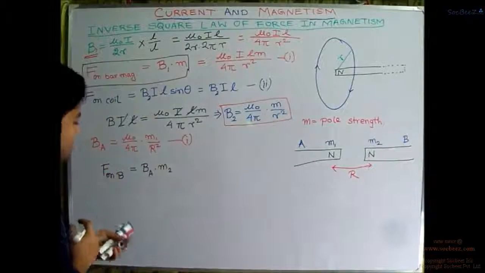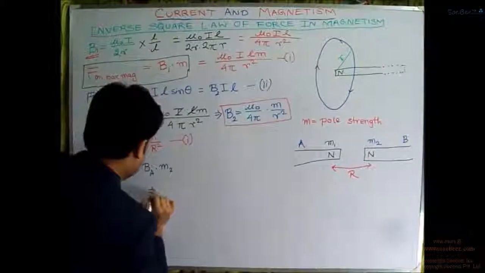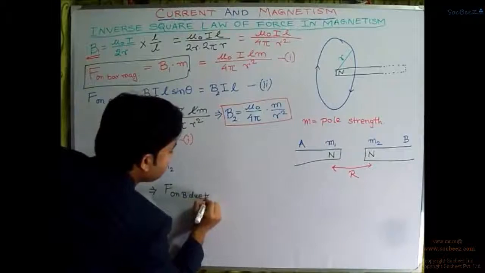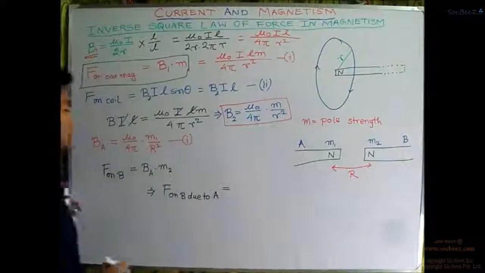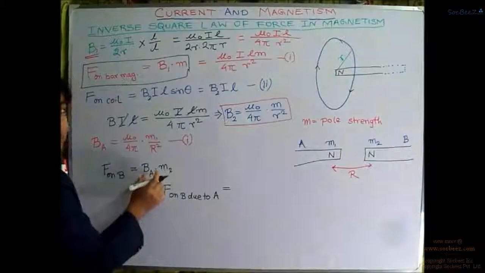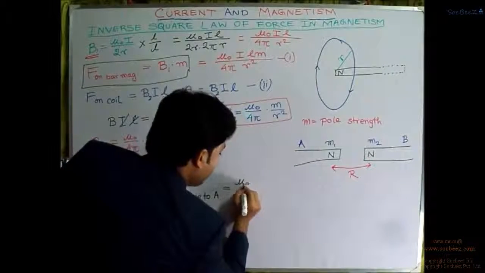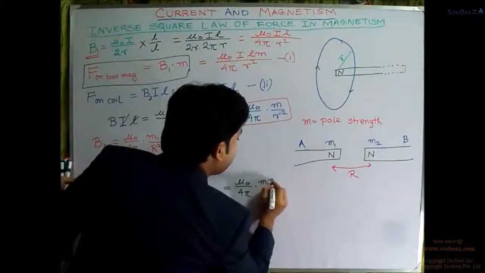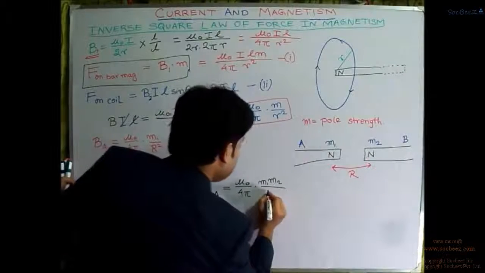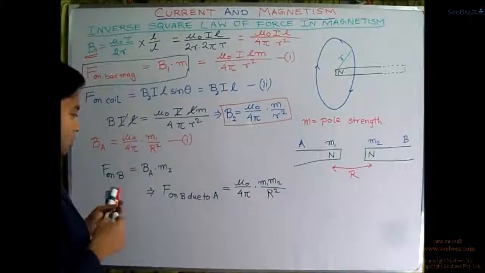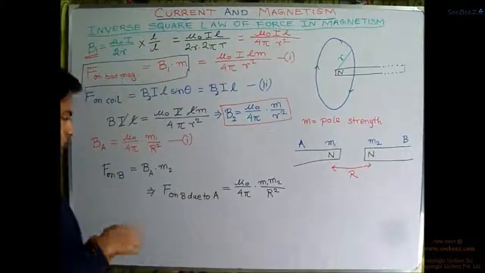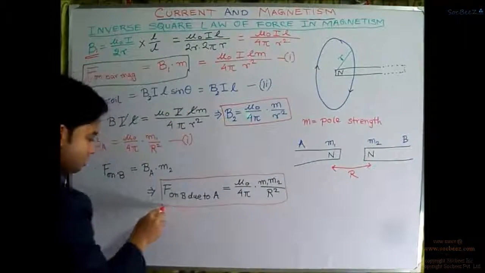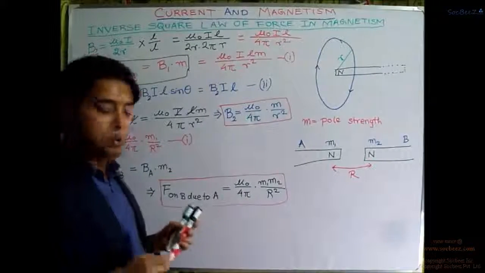multiplied by M2. Now the expression will look like: F on B due to A will simply be equal to, let us replace this B A by this expression, mu naught divided by 4 pi multiplied by M1 M2 divided by R square, because this is equal to B A multiplied by M2. So now we found out what would be the force on B due to A.